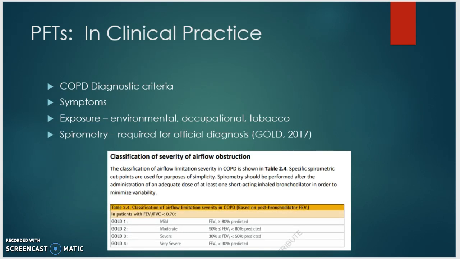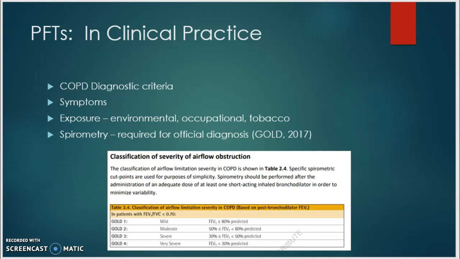There is, in clinical practice, some diagnostic criteria that has been given to us. If you go online and look up the COPD GOLD criteria, you can actually diagnose it based on symptoms. You can think about things like exposure, so maybe they had an environmental exposure to asbestos or something of that nature. Maybe they've been a long-term tobacco smoker.